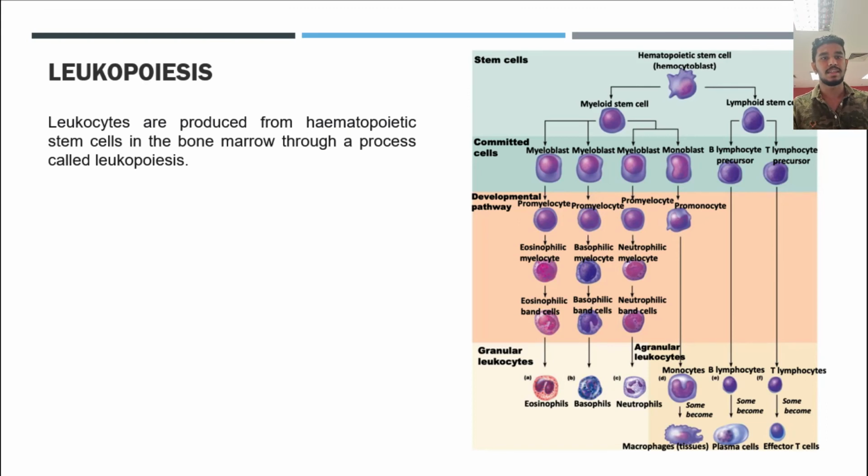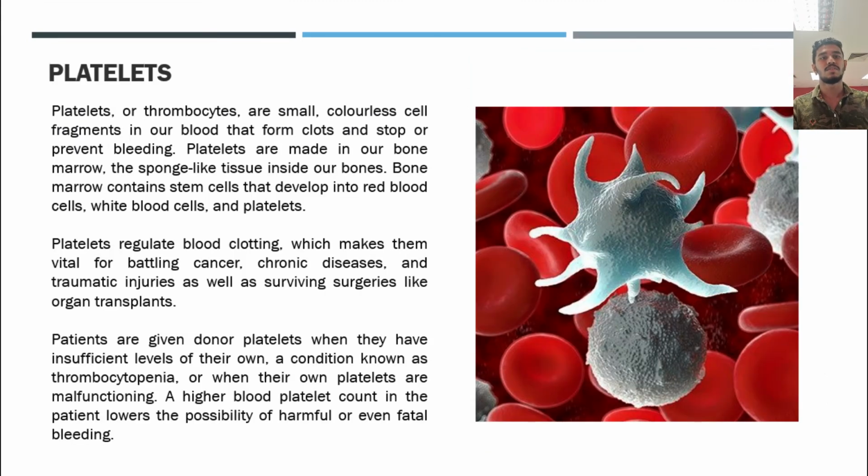Lastly, platelets. Platelets are small colorless cells and fragments in the body that help in blood clotting and preventing bleeding. Platelets are made in the bone marrow, the same as white blood cells and red blood cells. Furthermore, platelets regulate blood clotting, which makes them vital for battling cancer and chronic diseases. Patients who cannot produce sufficient levels of platelets on their own are given donor platelets through blood transfusions.